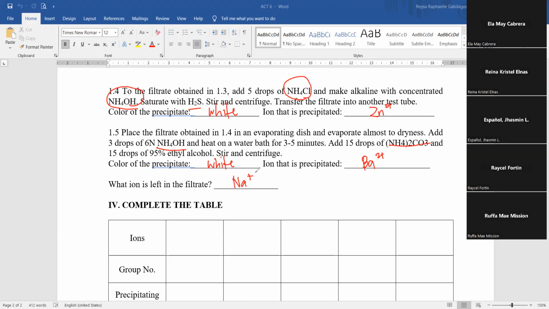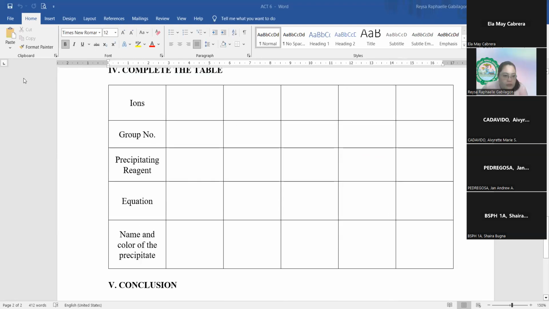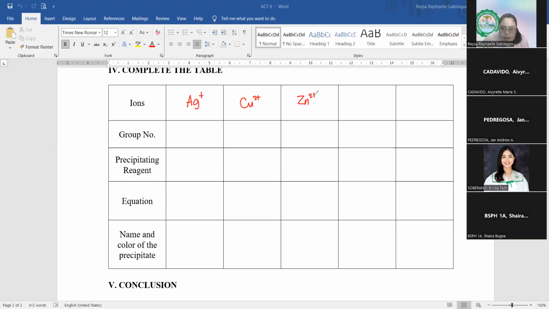So I hope your answers there in the activities were all correct when it comes to the observation. So let's have the table. Let's transfer the answers here sa taas sa ating table. So ganito ito ha, yung pagsagot nito. Nakapasunod lang yun sa class based sa elements na nag-precipitate. So the first one, di ba, was silver, tapos copper, and then zinc, and then we have barium, and the last one was sodium.